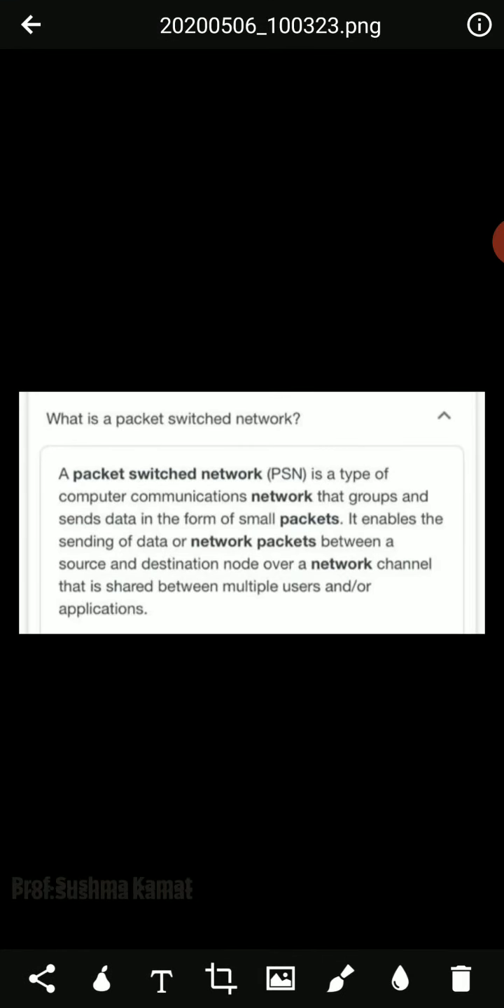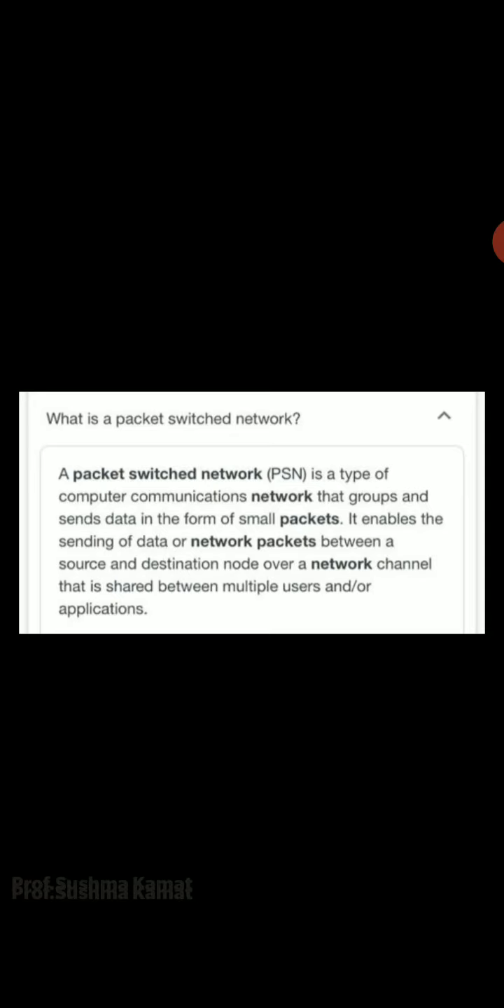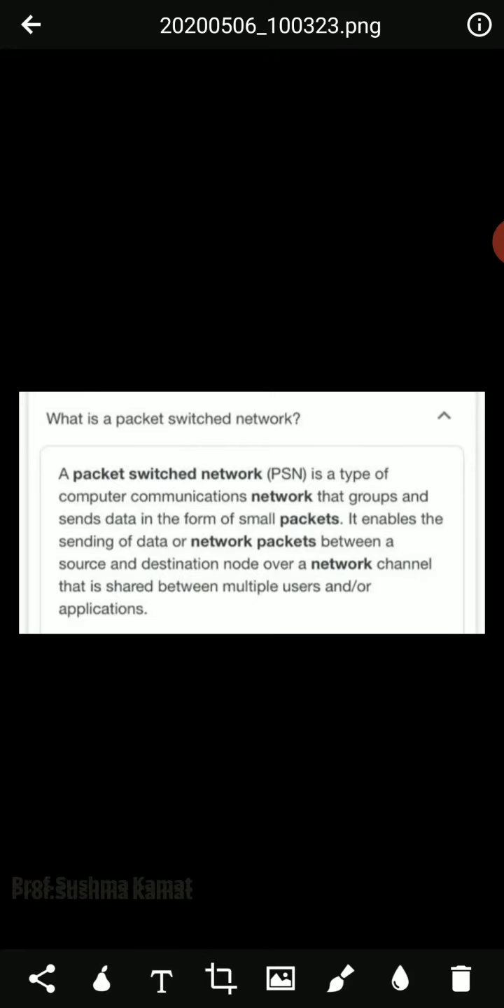So what basically is a packet switched network? A packet switched network is in short called PSN. It is a type of computer communication network that groups and sends the data in the form of small packets. This enables the sending of the data or the network packets between the source and the destination node over a network channel that is shared between multiple users or applications. So in the picture, there were multiple users, multiple computers, and between them the data was being shared as packets.